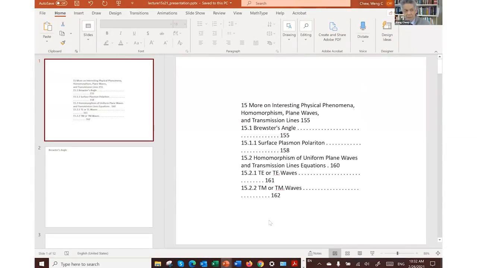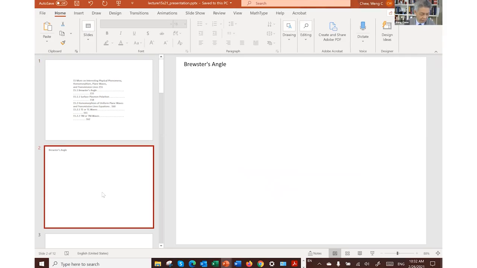So I'm going to talk about more interesting physical phenomena associated with interfaces. Then after that, I will talk about the homomorphism between plane waves and transmission line problems, Brewster angle, surface plasmon polariton, and so on. Let me begin with Brewster angle. It probably is something that you have learned before in an undergraduate course, but you would probably learn about this from a different perspective in my course.